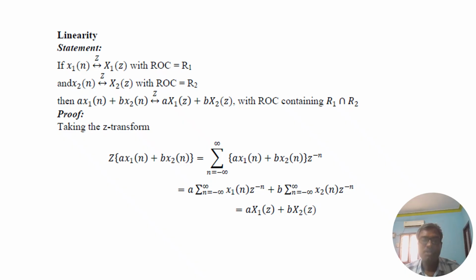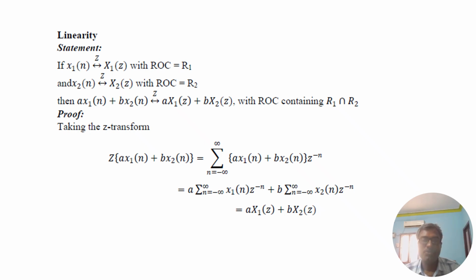As per the statement of the linearity property, if the Z transform of x1 of n is X1 of z and the Z transform of x2 of n is X2 of z, then the Z transform of a into x1 of n plus b into x2 of n equals a into X1 of z plus b into X2 of z. In order to prove this property, we have to start with the Z transform formula.